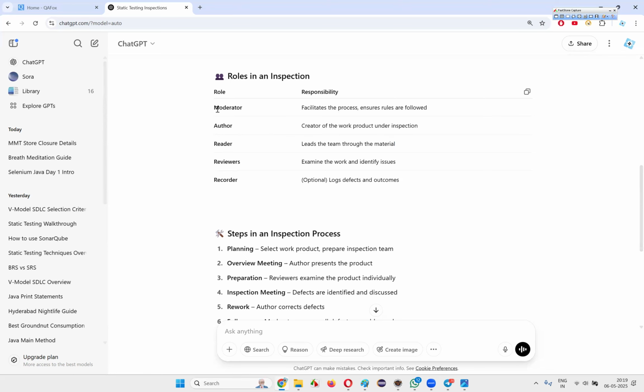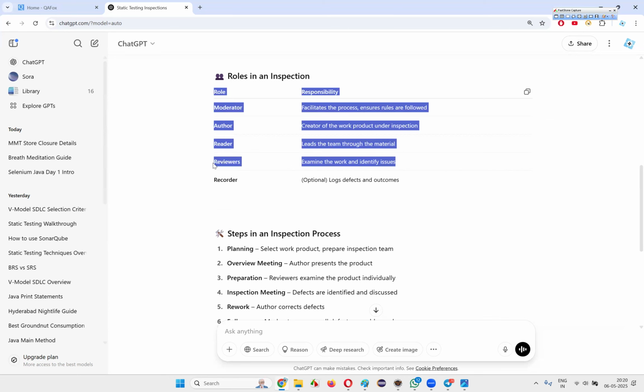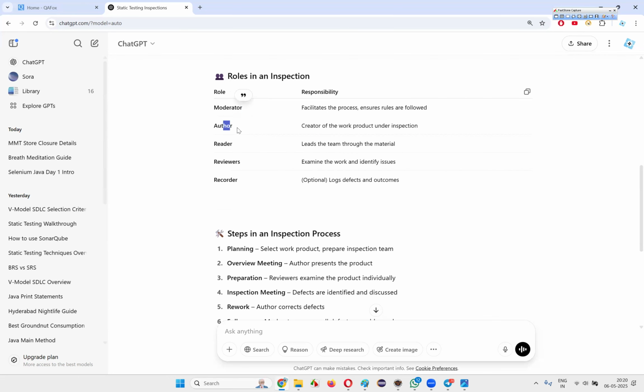Getting my point, guys? The moderator will conduct the meeting in a proper way and make sure that everything goes well. The author is the original creator of the document. The reader's role is to lead the team through the material by reading or presenting. Multiple reviewers can be there, while moderator, author, reader and recorder are single roles. Reviewers examine the work before everyone, identify the problems or ask questions to the author, and the author will answer them.